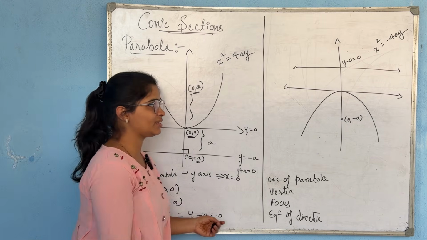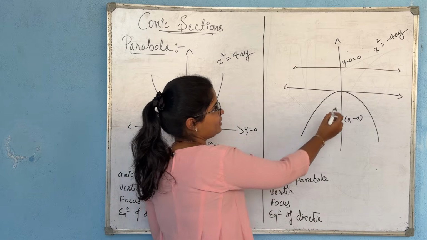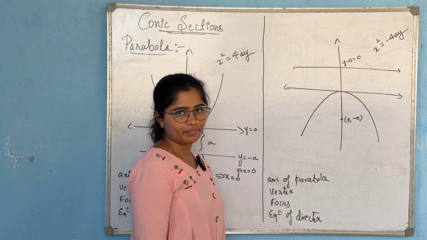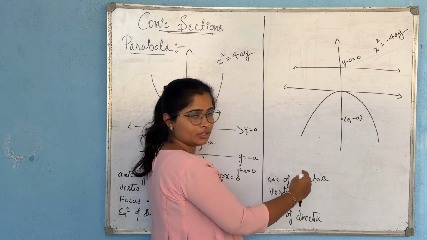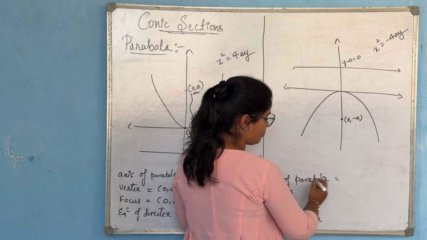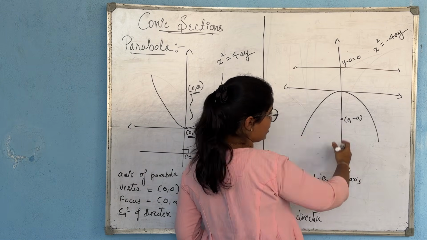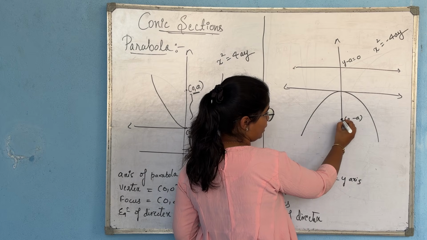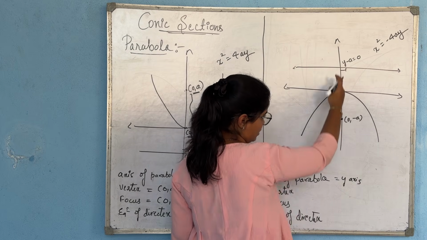Similarly, we will see the other case of parabola, this will be the last case. It says x square is equals to minus 4ay. Here the parabola is opening towards the negative y axis, and again the axis of parabola is the same y axis, because the axis of parabola, passing through the focus and perpendicular to the directrix, is the y axis.